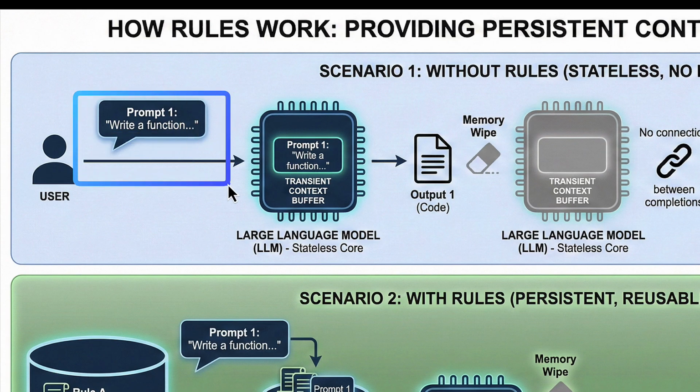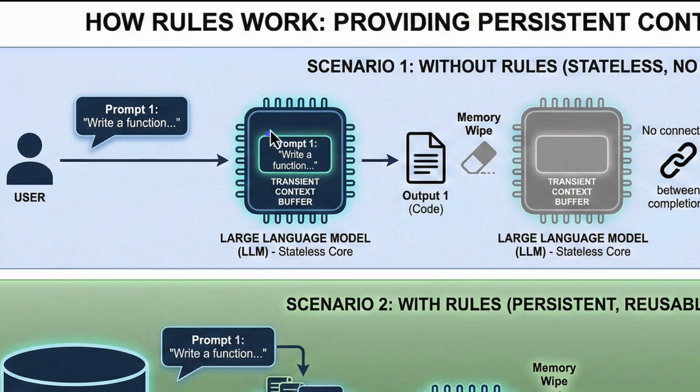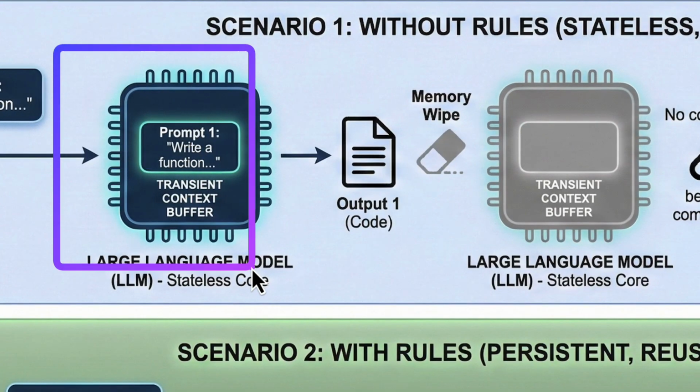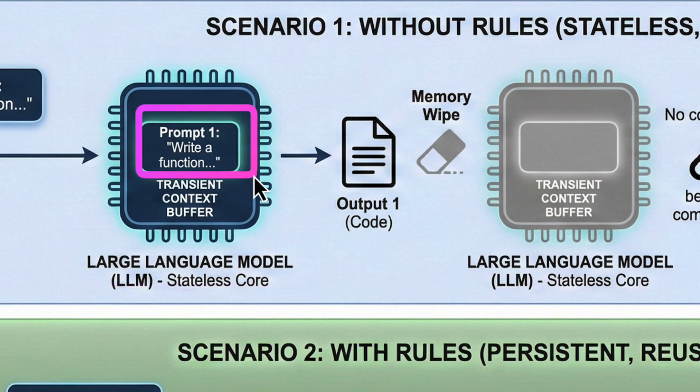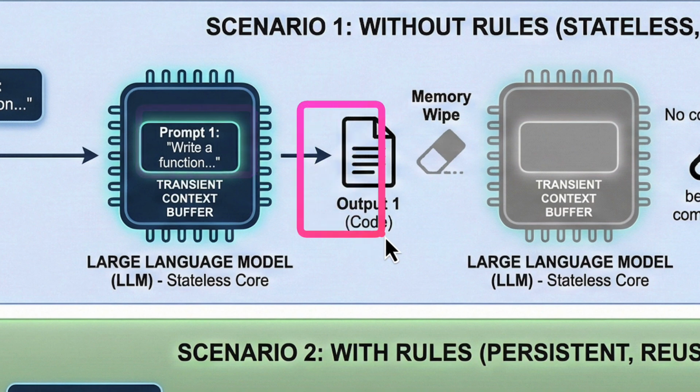After you hit send, the next stage is going to be the processing. The request goes into the AI's brain, labeled the large language model. Inside, there is a glowing blue square, which is this one here, and this is called the transient context buffer. Think of this like a very short-term scratch pad. The AI reads your prompt on this scratch pad and generates the result, which is the output here.